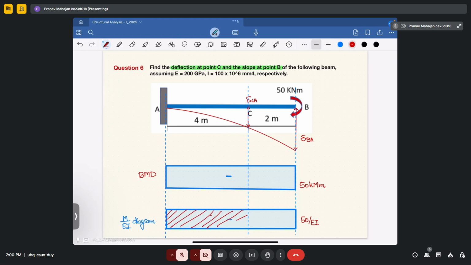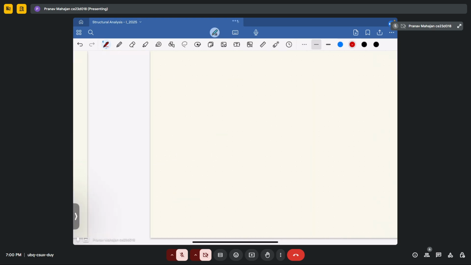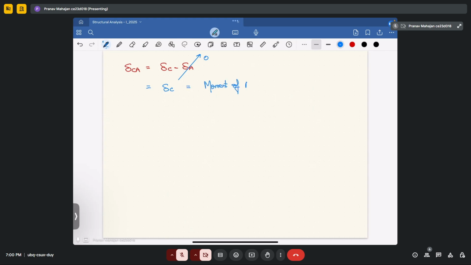Moment of this area will give you the deflection at point C. So that means your delta at CA will be equal to delta C minus delta A. Since delta at A is equal to 0, it will give you delta C, which will be equal to moment of area between A and C divided by EI. So first we will determine the area between A and C.